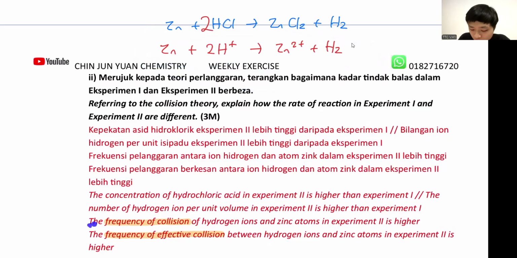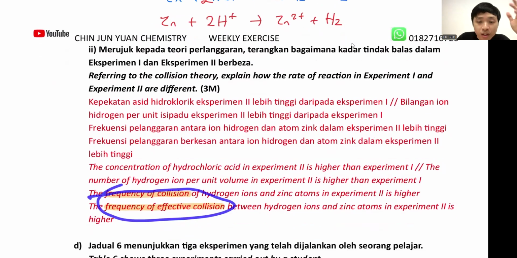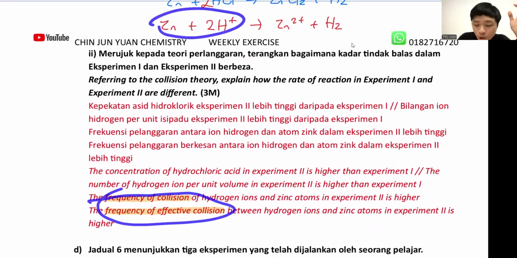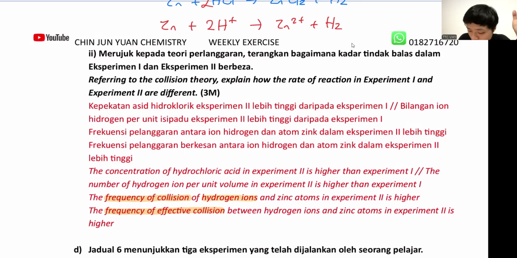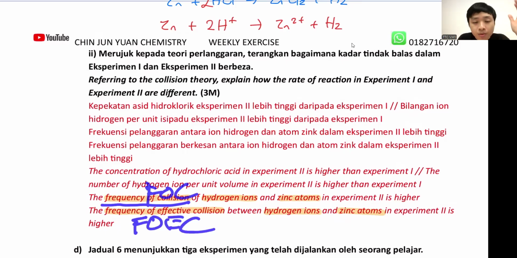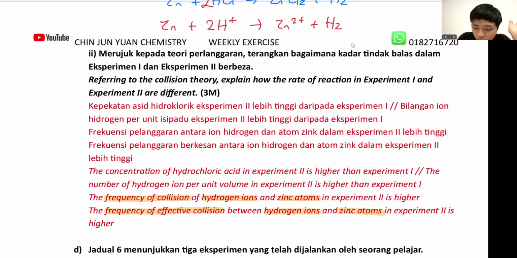But for the frequency of collision you talk about, you have to use the reactant in the ionic equation, between H+ ion and zinc atoms. It's just that for the second sentence, you use frequency of collision, FC. The third point, you have to add one more word, effective, that's why FEC, frequency of effective collision.